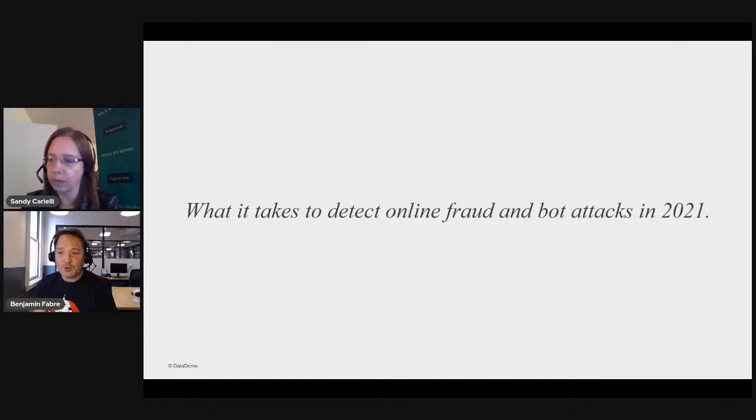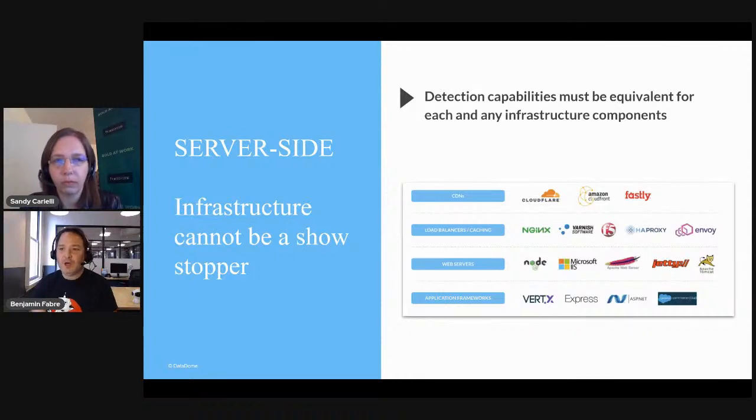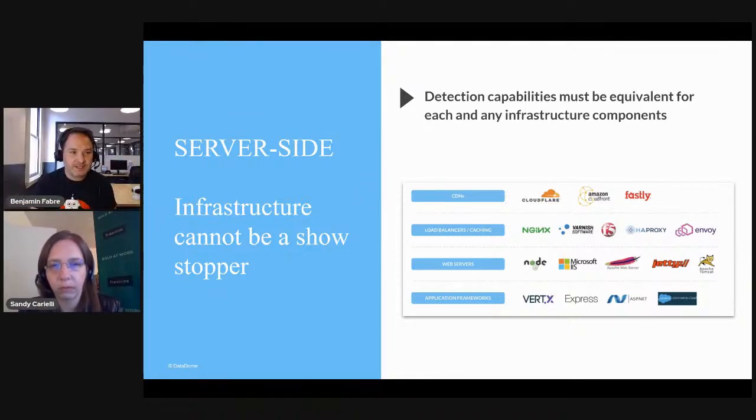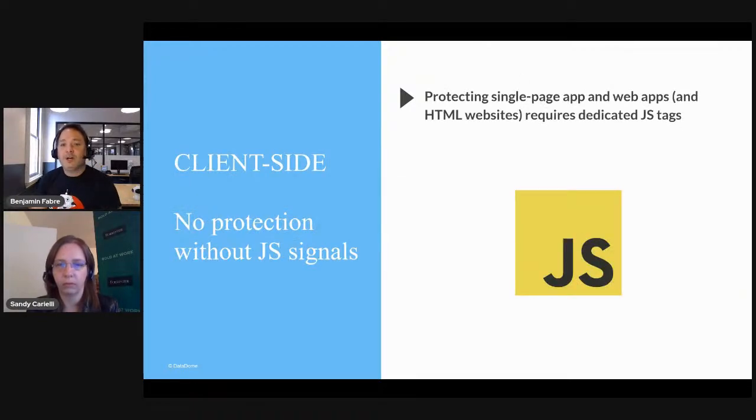So what does it take to detect online fraud and bots in 2021? So first, starting with the obvious, there are a lot of DevOps, DevSecOps in the audience today. So the choice you make in terms of CDNs, load balancers, web servers cannot impact the level of security you get against online fraud and bot attacks. So today we are seeing many of our customers that are multi-cloud, multi-CDN. They are using some Lambda functions, some capacity at the edge, and they have to embed a layer of security in any of those components before going live.